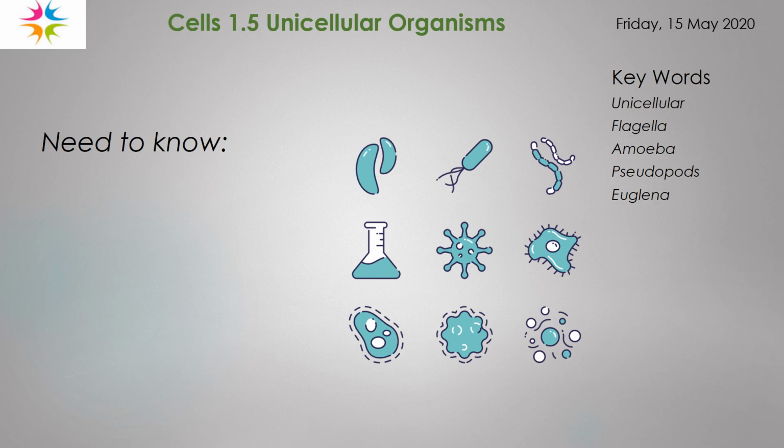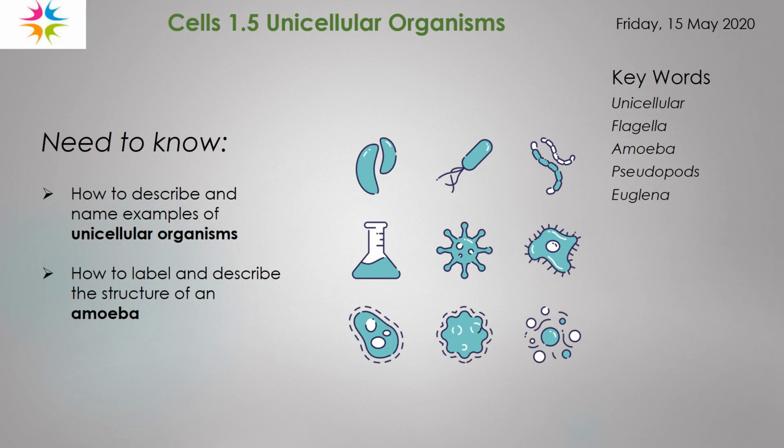After today's lesson, we need to know how to describe and name some examples of unicellular organisms, how to label and describe the structure of an amoeba, and how to label and describe the structure of a Euglena. So those are the two unicellular organisms that we're going to look at. And again, with this topic of cells, there are lots of new words to look at. There is unicellular, flagella, and one flagella is called flagellum, and an amoeba, pseudopods, and Euglena.